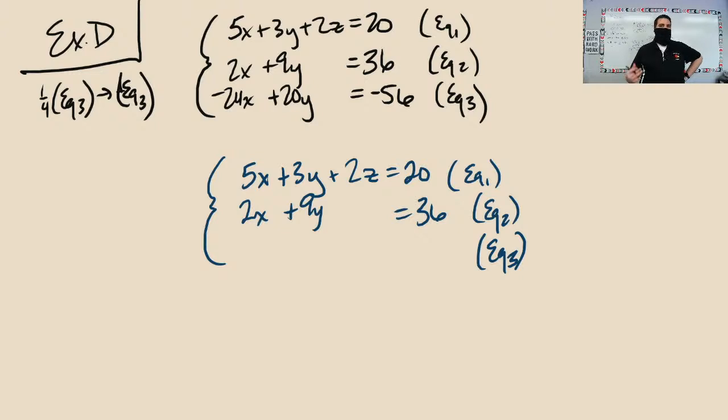So negative 24 divided by 4, that's negative 6. Okay, so we get negative 6x. 20 divided by 4 is positive 5, or multiplied by 1/4 if that makes you feel better. And then negative 56 divided by 4 is negative 14. And so that whole system is now our answer.